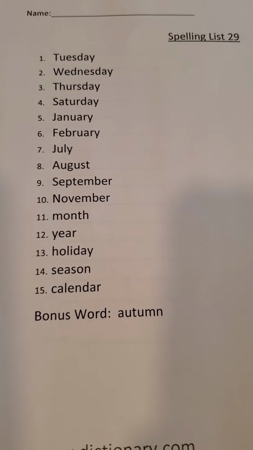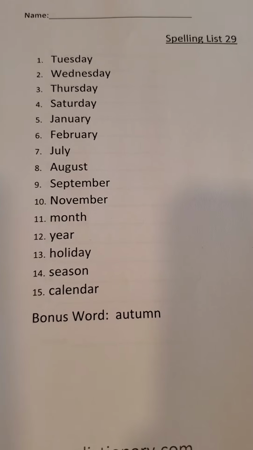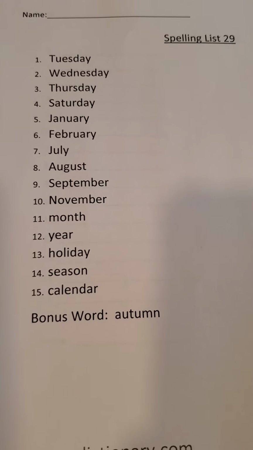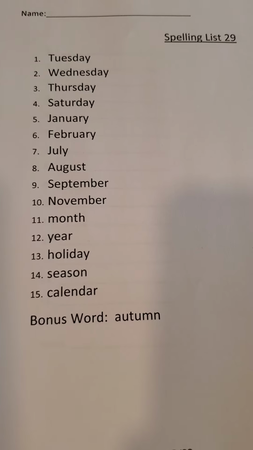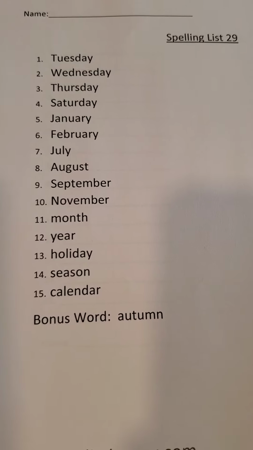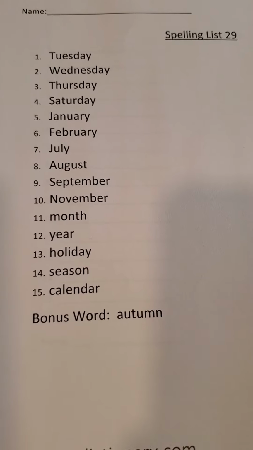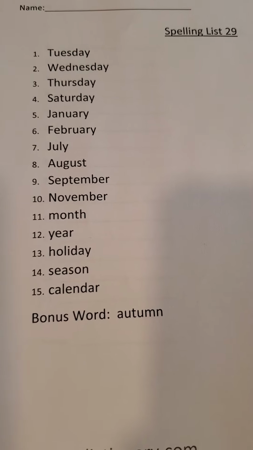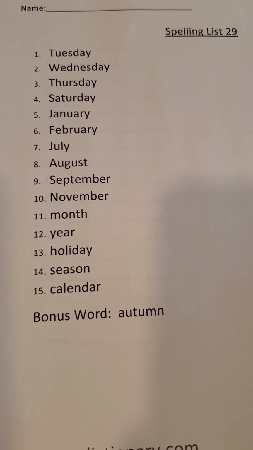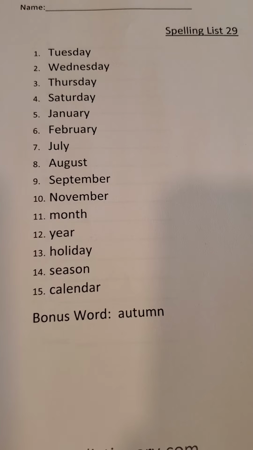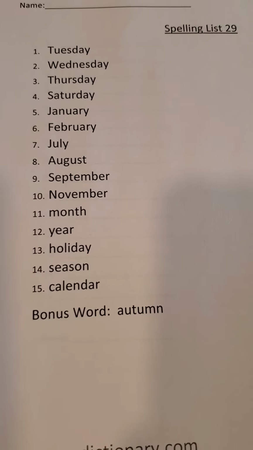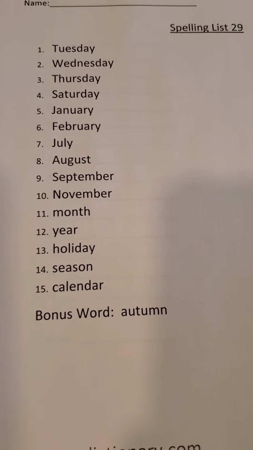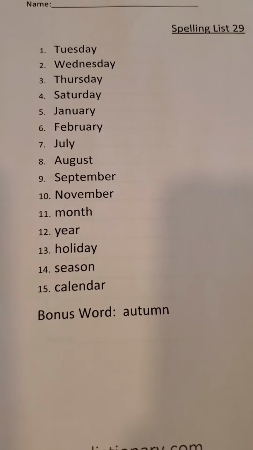So number 1, Tuesday. Number 2, Wednesday. Number 3, Thursday. Number 4, Saturday. Number 5, January. Number 6, February. Number 7, July. Number 8, August. Number 9, September. Number 10, November. Number 11, month. Number 12, year. Number 13, holiday. Number 14, season. Number 15, calendar. And then our bonus word is autumn.